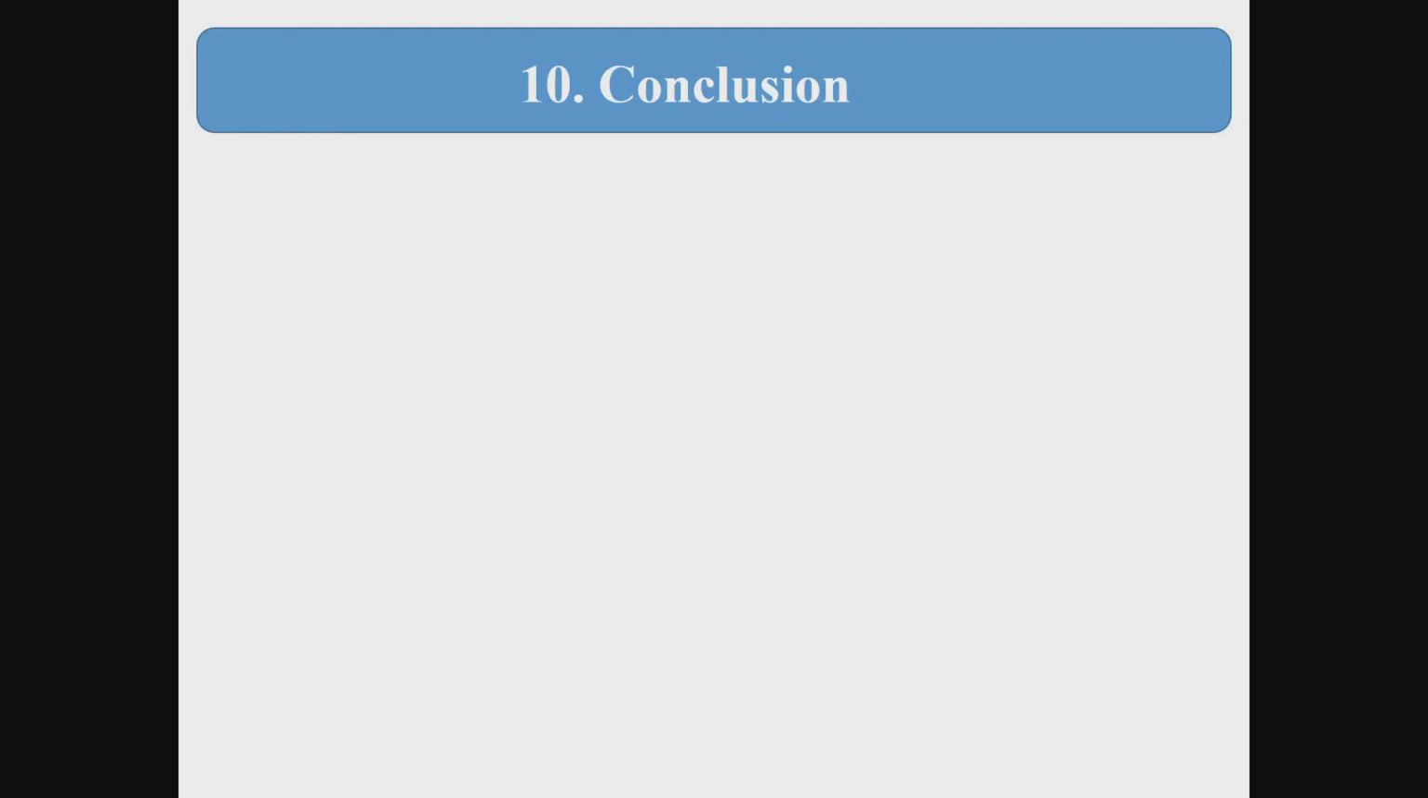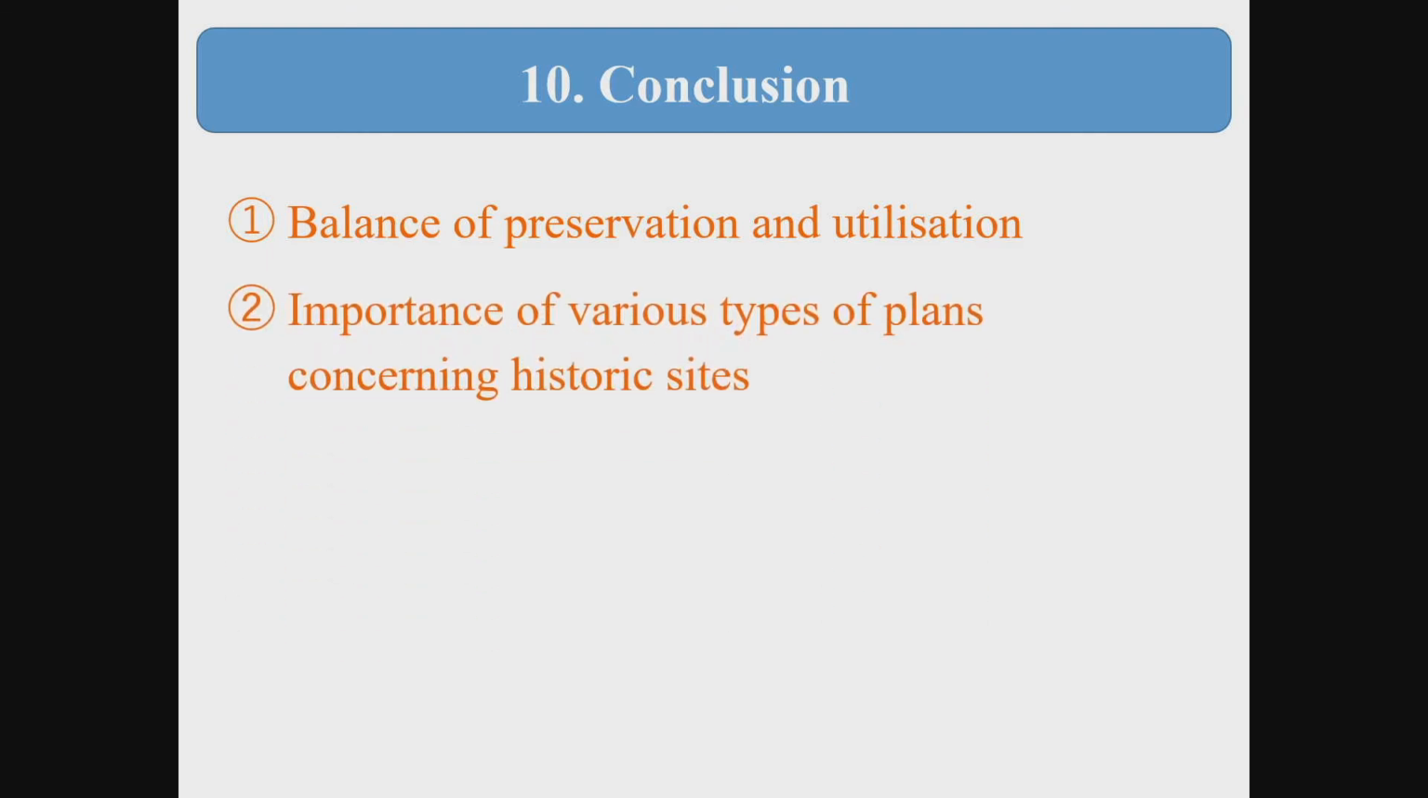In the end, let me summarize my observation and the future prospect of maintenance improvement of historic sites. 1. The balance of preservation and utilisation is the most important. Both are equally important, and one of the roles of maintenance improvement is to keep the balance. 2. To attain the balance of preservation and utilisation, the comprehensive plan for the region should be developed, as well as a detailed preservation and utilisation plan and maintenance improvement plan for each historic site.